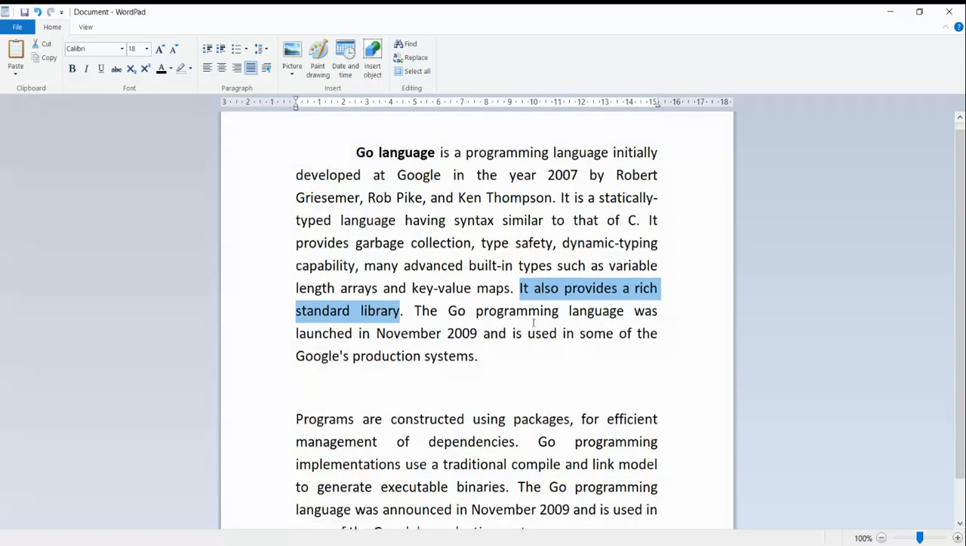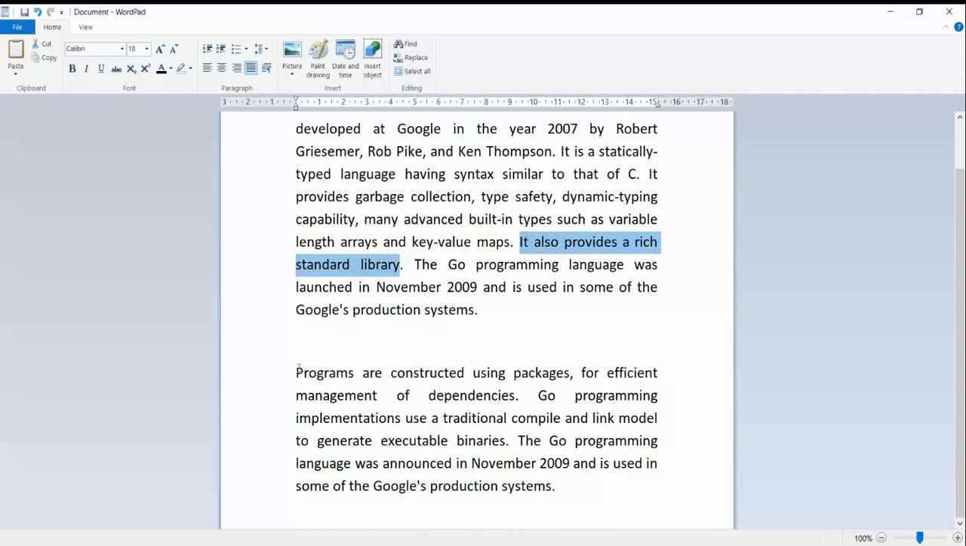So programs are constructed using packages for efficient management of dependencies. Go programming implementations use a traditional compile and link model to generate executable binaries. The Go programming language was announced in November 2009 and is used in some of the Google's production systems.